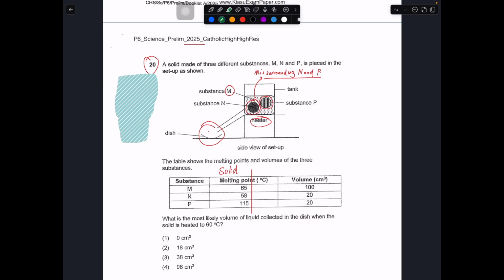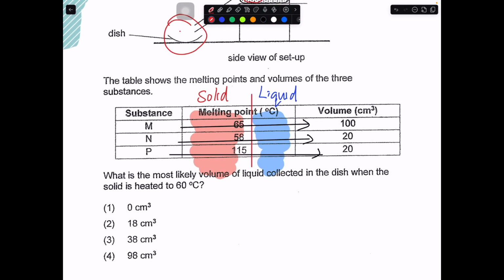The numbers that fall here are solid, and any number that falls above this line will be liquid. So we can draw a temperature line over here. Temperature line: 65, then 58, then after that 115. So this is one way to do it. Then we just put where the number will fall in, where 60 will fall in.